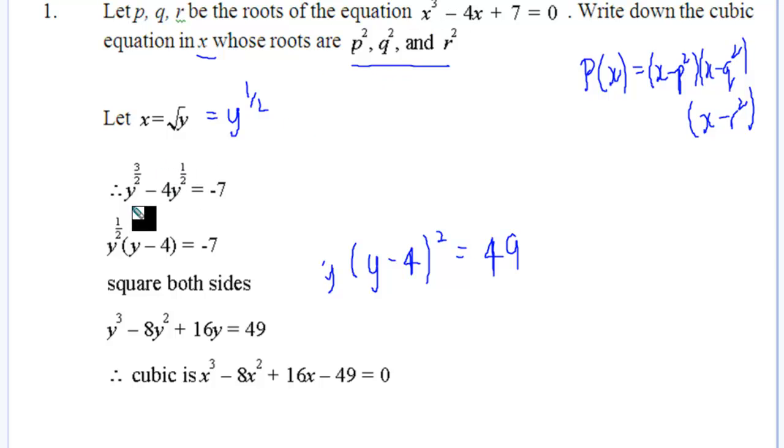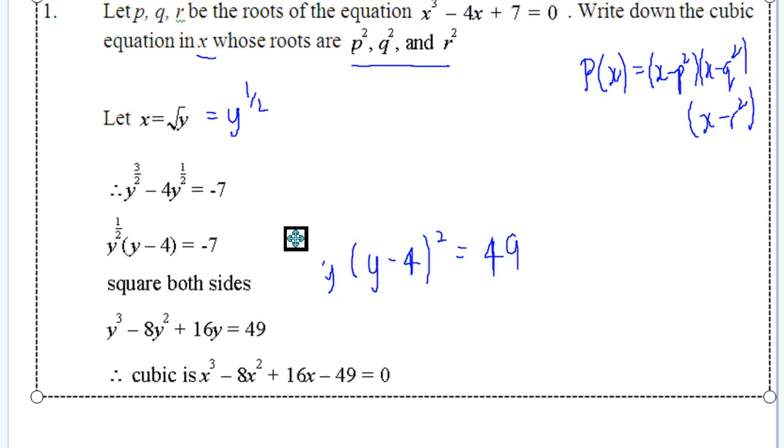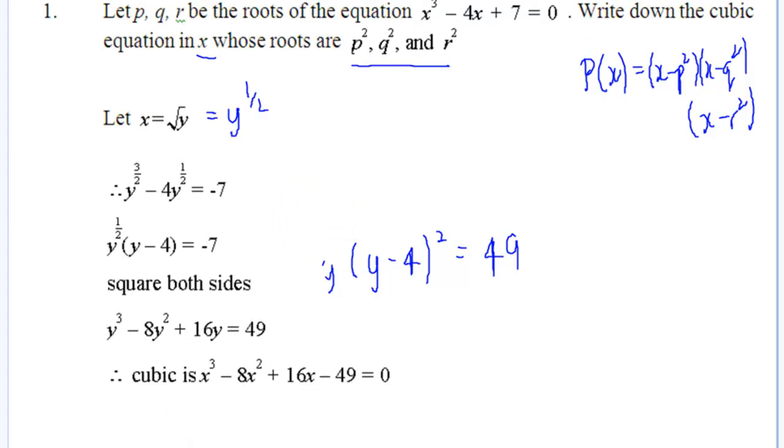So I'm going to have that situation. x cubed becomes y to the power of a half, all to the power of 3, or y to the power of 3 on 2, and then minus 4 times y to the power of a half. I'm going to take the 7 across. Now what I want to do is manipulate this so we basically get rid of the square roots. It should be a cubic equation. We want to write down the cubic equation there. So what we want to do is end with something like that.